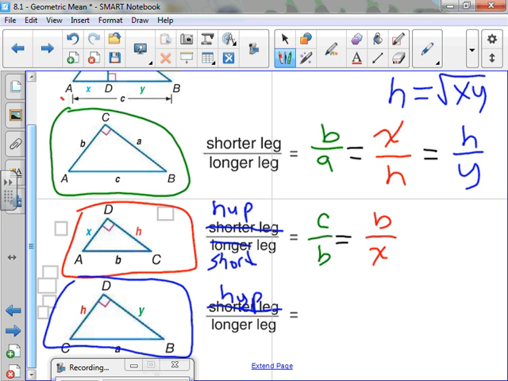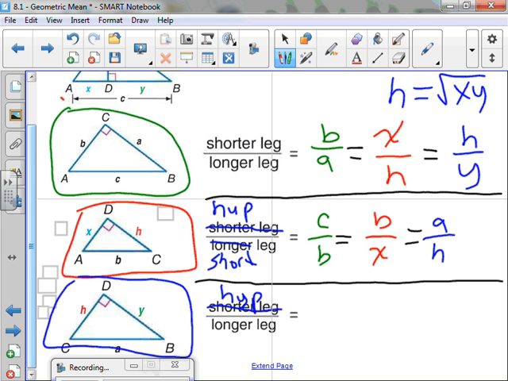And then finally, hypotenuse over longer leg. So the hypotenuse is A. We're going to start with the same C over B over A. So C over, what's the longer leg for the green triangle? A. C over A equals B over H. Hypotenuse is B over H, yes? Equals A over Y. A over Y.